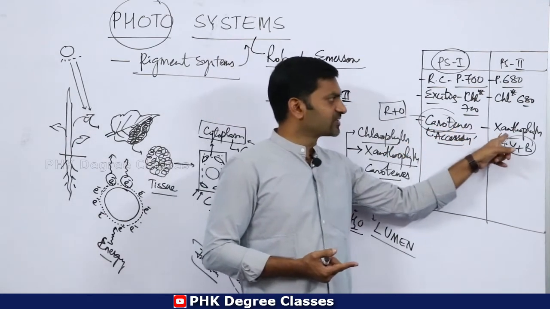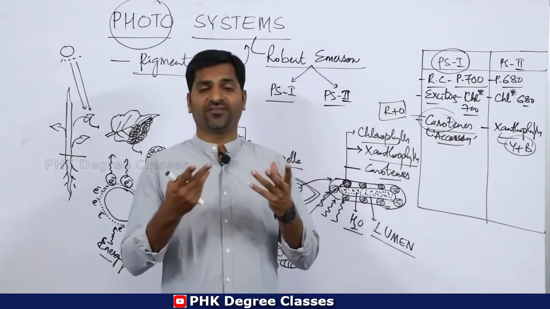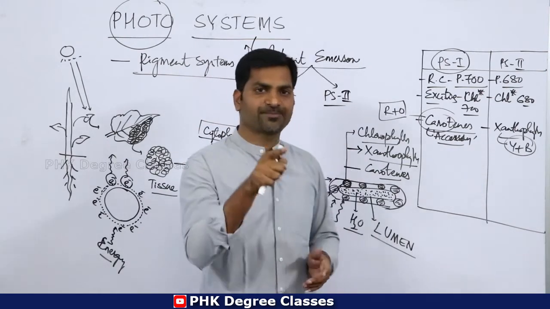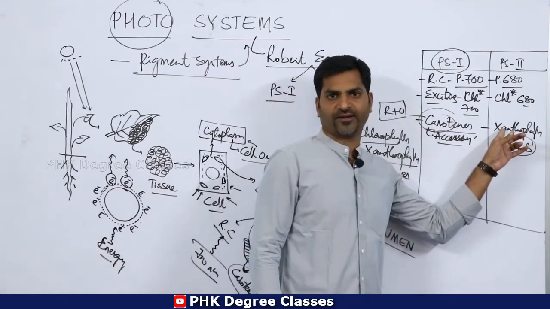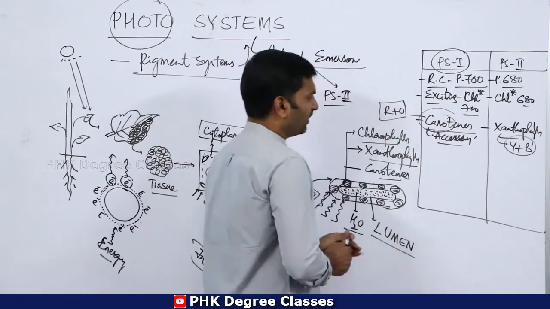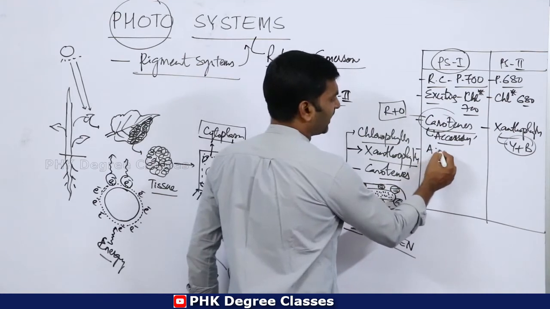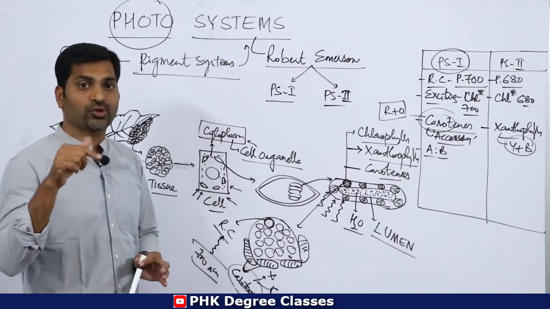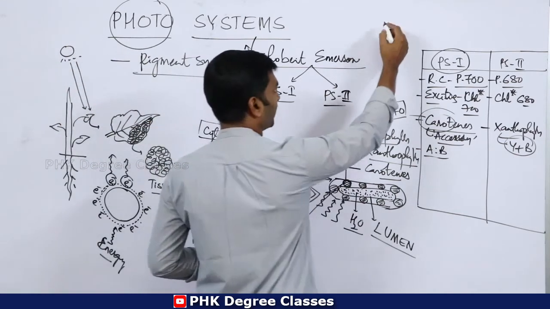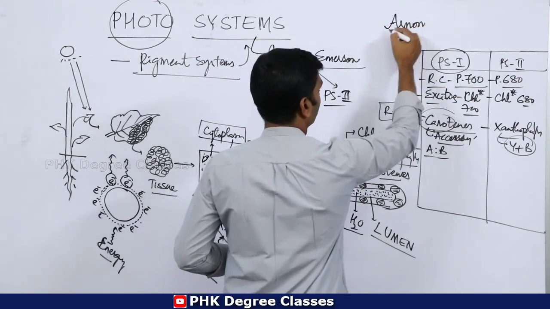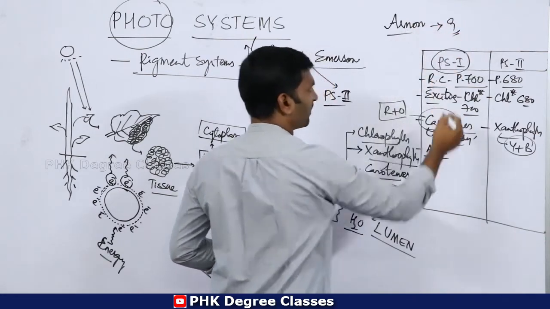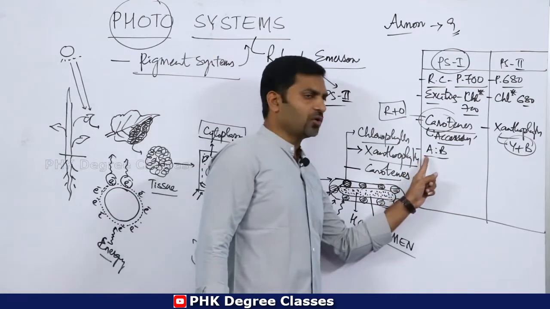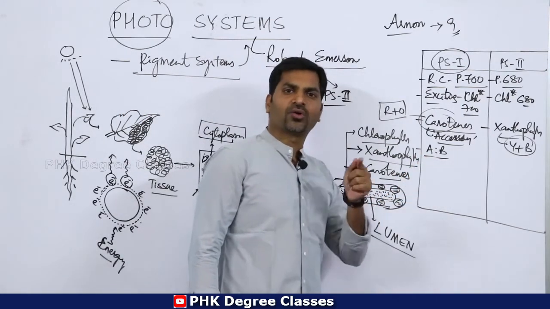When you see xanthophylls, wherever you see yellow color or brown color in plants, the responsible pigments will be xanthophylls. Then this chlorophyll A and B. Chlorophylls are categorized into 9 types according to Arnon, right? According to Arnon, entire chlorophylls are categorized into 9 types. Out of 9, the dominant chlorophylls are chlorophyll A and chlorophyll B.